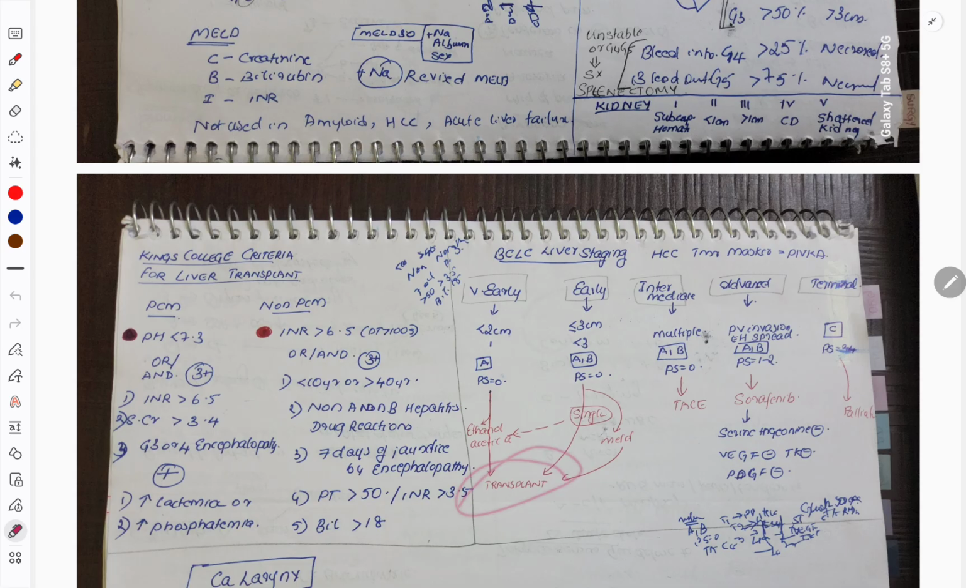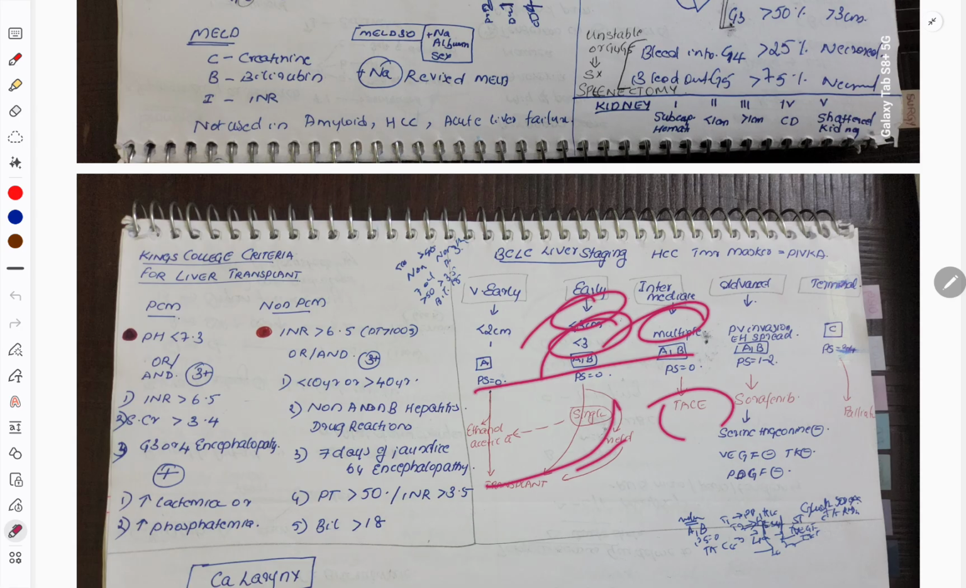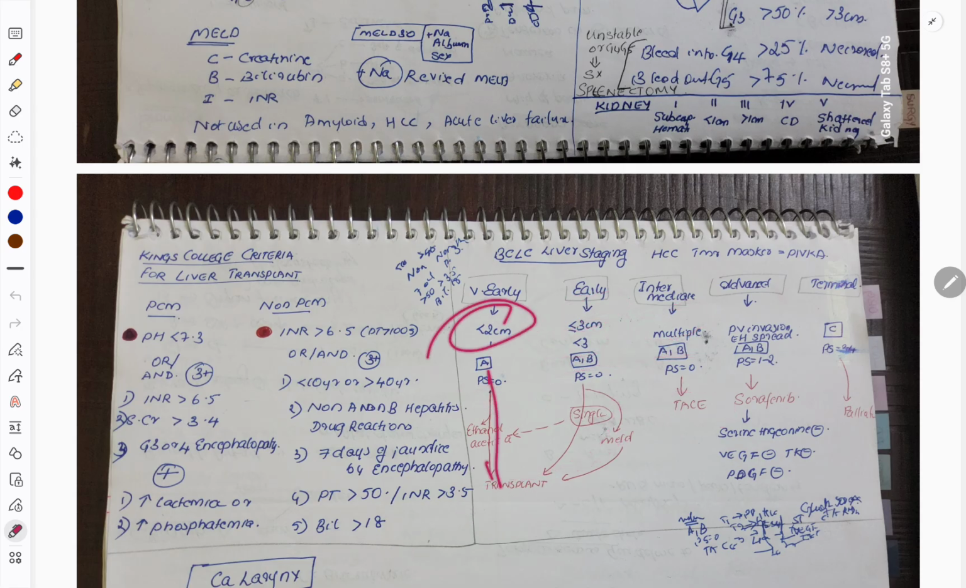One word answer: transplant. So in simple terms, if it is C, do palliative. If there is portal vein invasion, extrahepatic spread or PS 1 to 2, sorafenib. In all the other cases, PS is 0: multiple, TACE. Less than 3 centimeter, less than 3 lesions, transplant. Less than 2 centimeter, transplant. Everything else is transplant. So that's all.